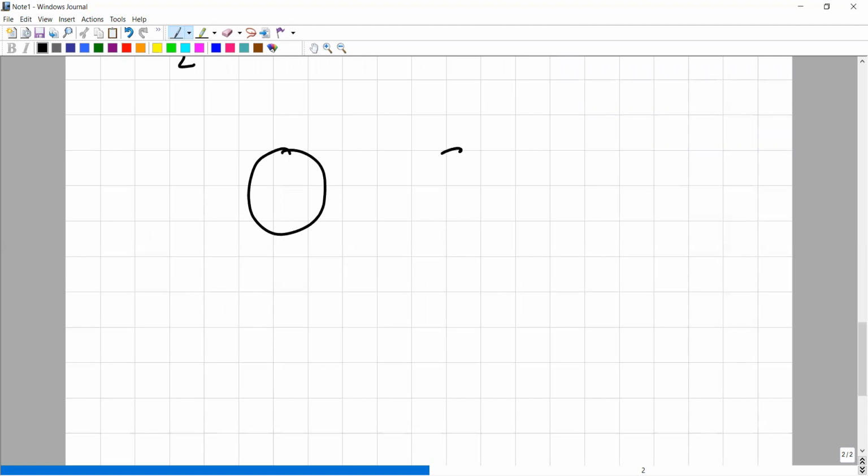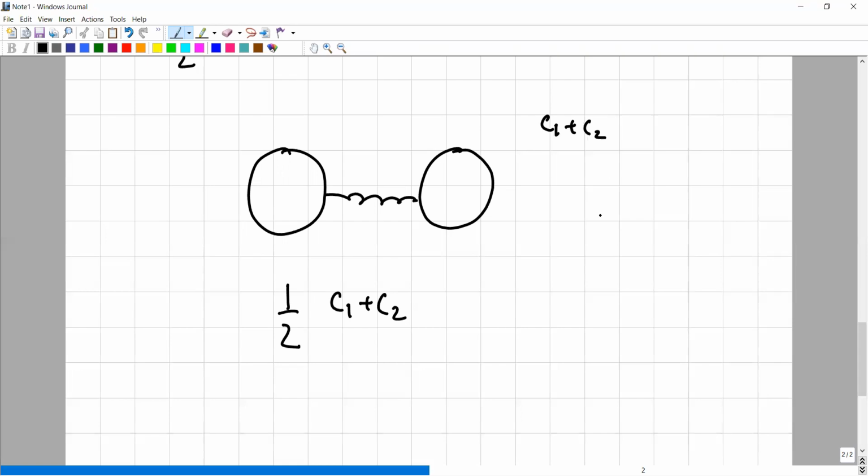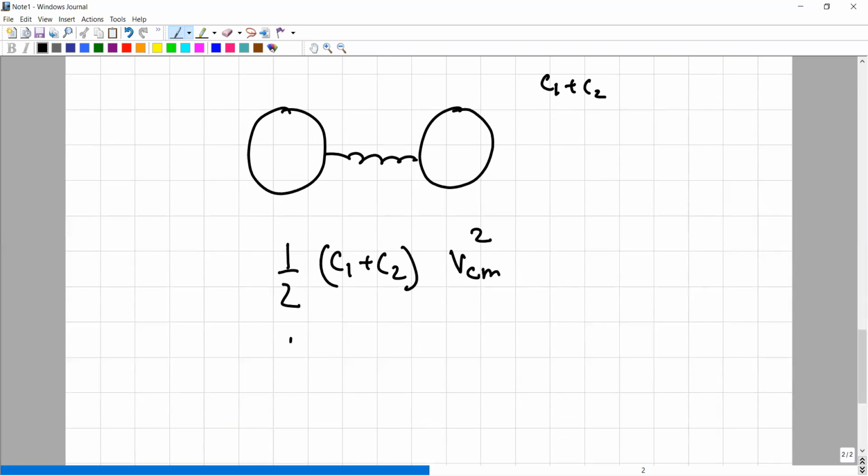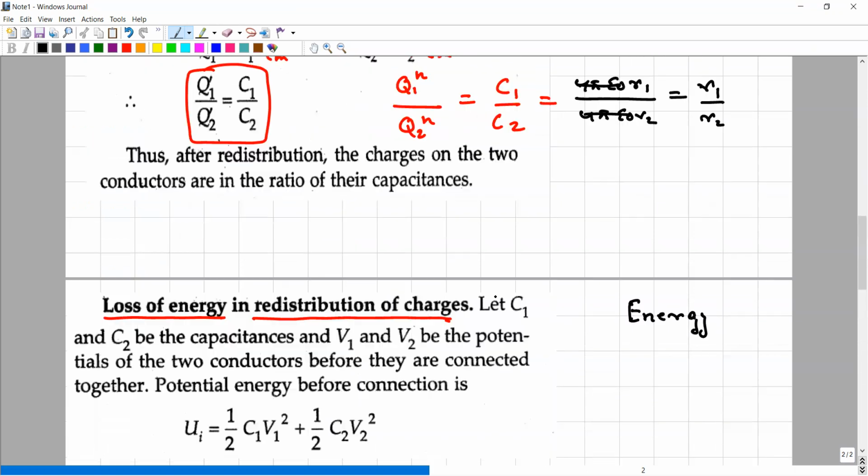But now because they are connected, as a system, they will have a different energy. What would be that energy? That energy will be half of C1 plus C2, because now their total capacitance is C1 plus C2. And they have a common potential. The potential of both of them is the same because they are a part of the same system. This common potential square.